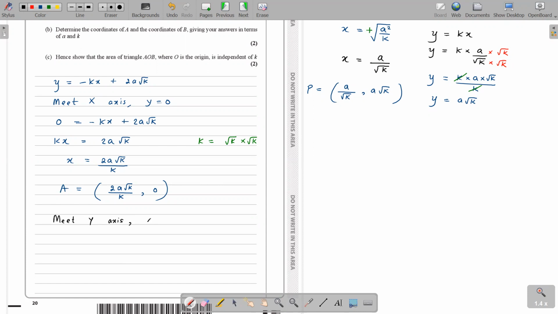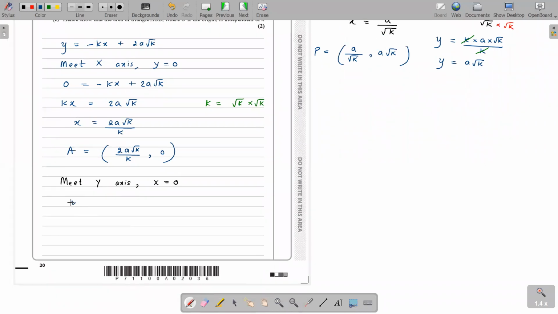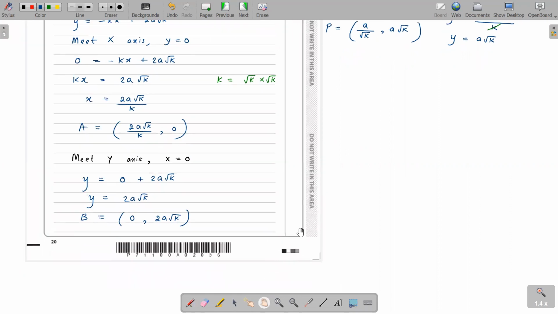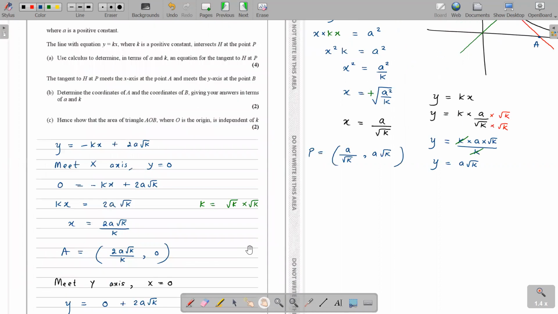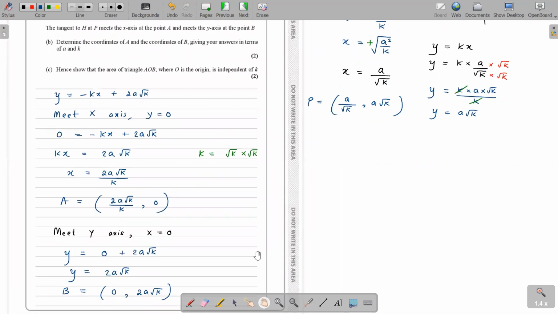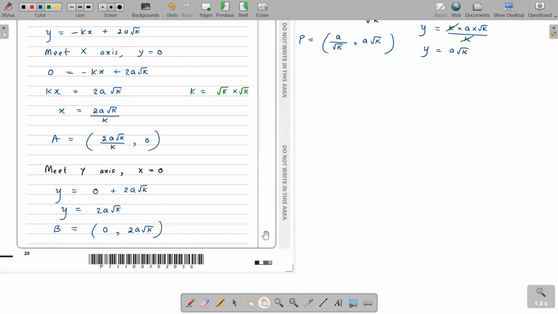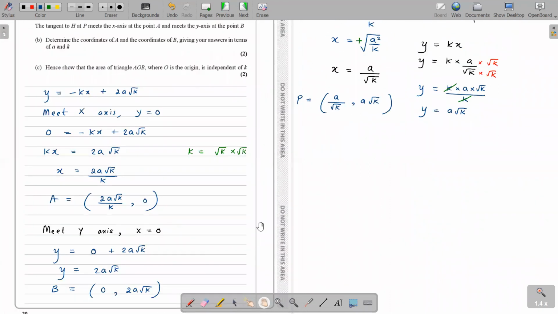So when you meet the y-axis, x is 0, right? Make x 0, so y equals minus kx becomes 0 plus 2a root k. So basically you get y equals 2a root k. So point B coordinate is x is 0, comma y is 2a root k. Is that okay? So these are the points A and B. Determine the coordinates of A and the coordinates of B, giving your answer in terms of a and k. Done.